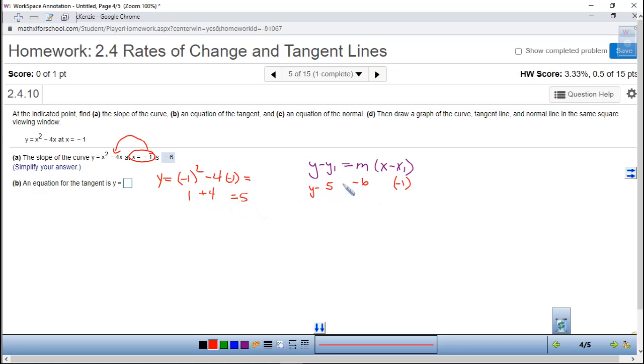We've got y minus 5 equals -6 times x minus x1, or -1. So when we simplify, we have y minus 5 equals -6 times x plus 1. So this is x plus 1 right here. When we distribute that, we're going to have -6 times x gives us -6x. -6 times +1 gives us -6. And we're going to add 5 to both sides, plus 5, plus 5. y is equal to -6x minus 1. So that should be our tangent line.